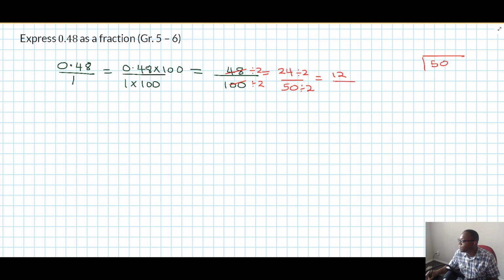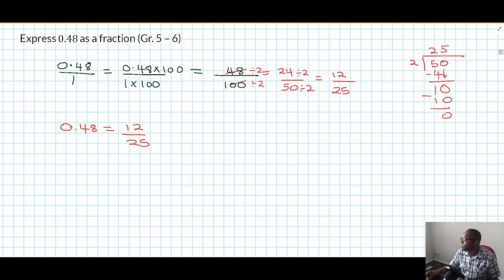50 divided by 2, 5 divided by 2. We have two groups of 2 in 5. So 2. 2 multiplied by 2, we have 4. Now we subtract. We have 1, and then we bring down the 0 right here. 10 divided by 2, we have 5. 5 multiplied by 2, we have 10. And then our remainder is 0. So this is 25 down here. So 0.48 is the same as 12 over 25.